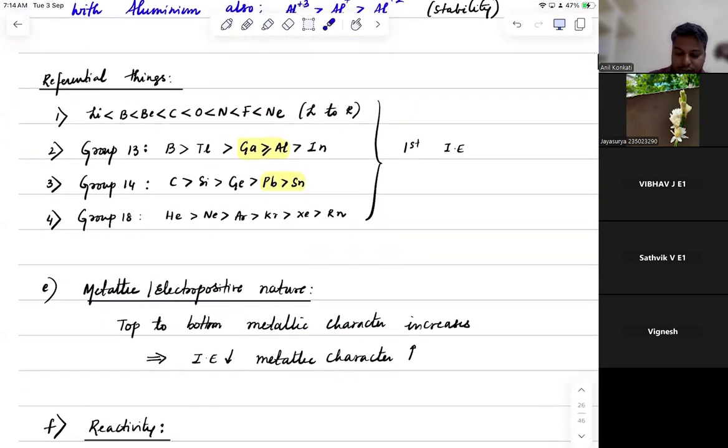So if you notice the entire order here, left to right, this is the order: lithium, then boron, beryllium, carbon, oxygen, nitrogen, fluorine, neon. Group 13, gallium is almost equal to aluminium. Group 14, lead and tin are almost equal, very close by values here. Next, group 18, helium is the highest, then neon, and so on up to radium. Okay. So these are few ones which are typically asked, so just be careful with it.